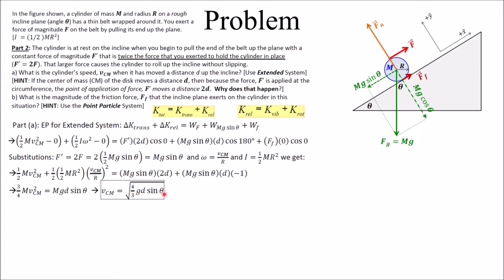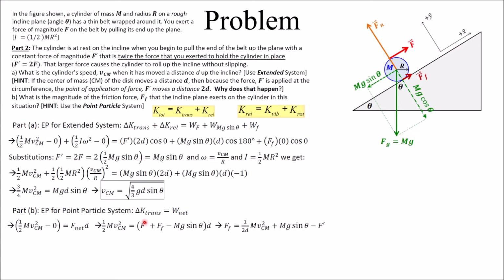And so for part B, we're going to use a point particle system. We'll just look at the translational kinetic energy equal to the net work. And we'll basically plug in similar to before, but we're not really looking at the rotation this time. We're just looking at F net times d. And so we have 1/2 mv squared equal to F prime up the ramp, F of friction up the ramp, and mg sine theta down the ramp in terms of our net force.